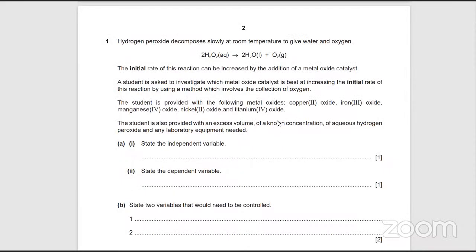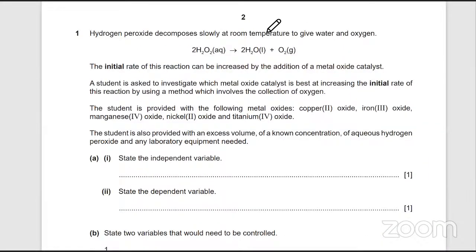Remember S21 question paper 5-3. Okay, so first thing, he's trying to decompose it slowly at room temperature to give water and oxygen. The initial rate of this reaction can be increased by the addition of a metal oxide as a catalyst. So he's probably adding some catalyst to try to increase the initial rate of the reaction.